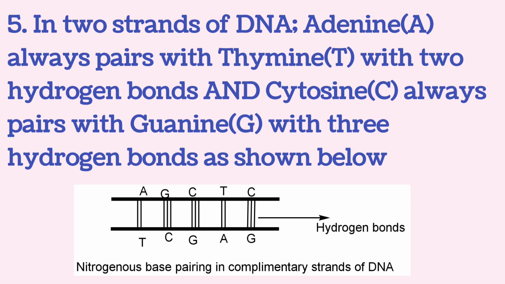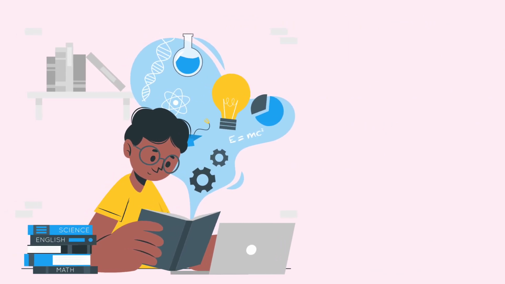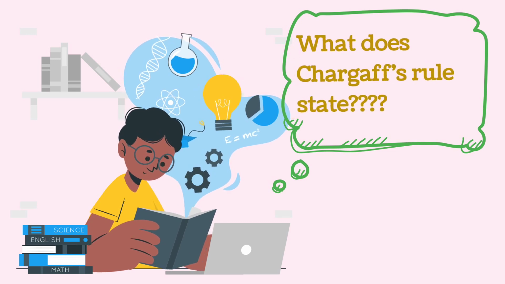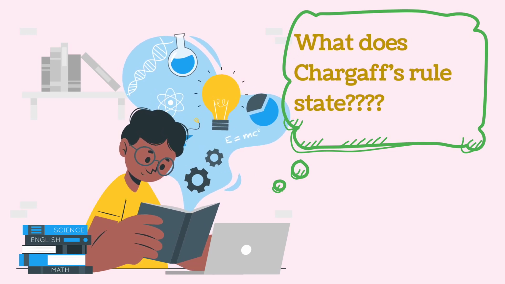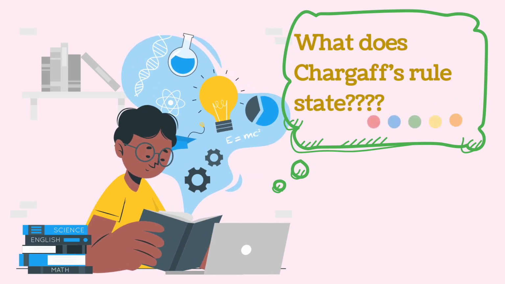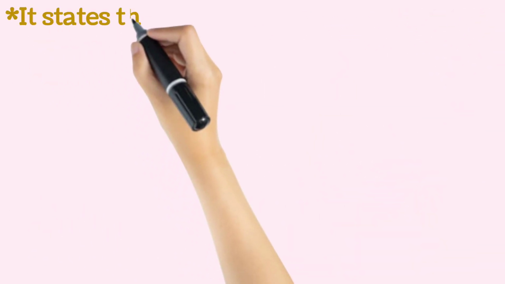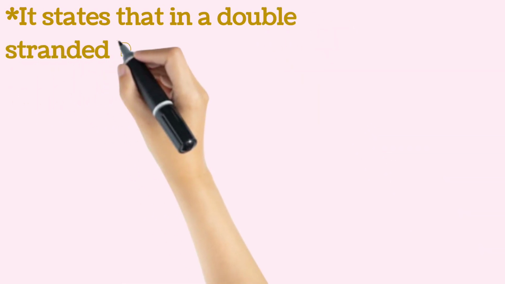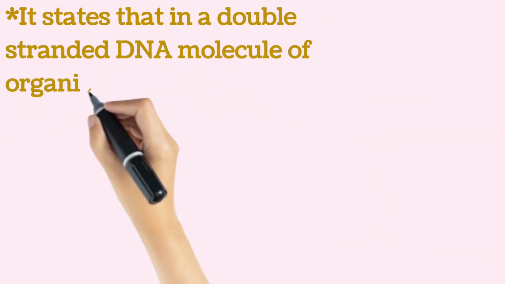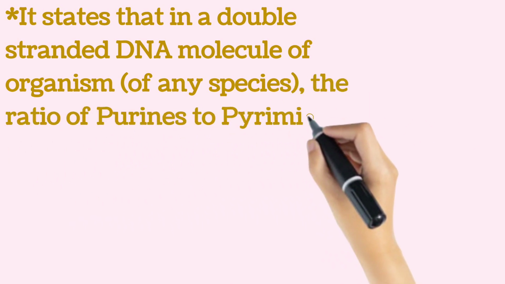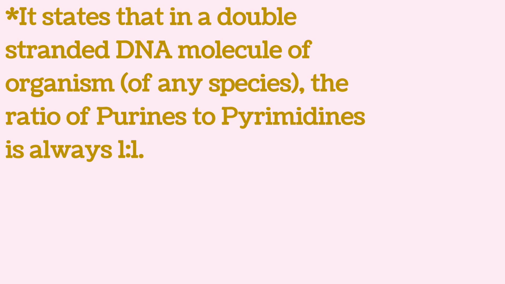Now we'll see what exactly Chargaff's rule states. Chargaff's rule states that in a DNA molecule of any species, the ratio of purines to pyrimidines is always 1:1. What this rule is saying is that the ratio of purines to pyrimidines should be 1:1.